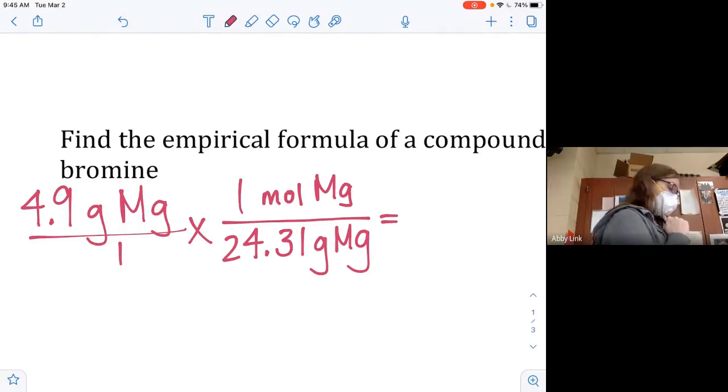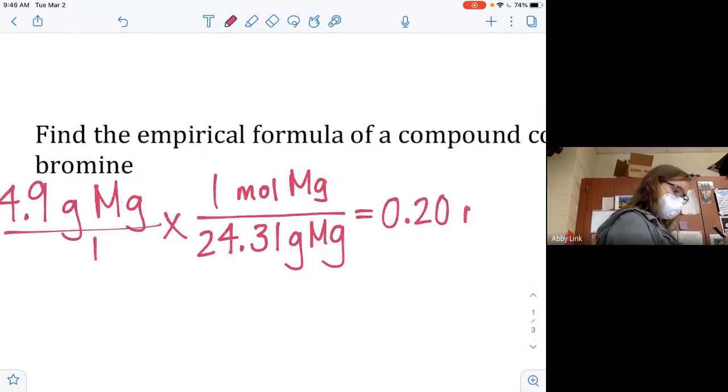All right, I'm thinking about that 4.9, and there are 2 significant figures. So my answer should have 2 sig figs. When I divide out, I get 0.20 moles of Mg as my answer here.